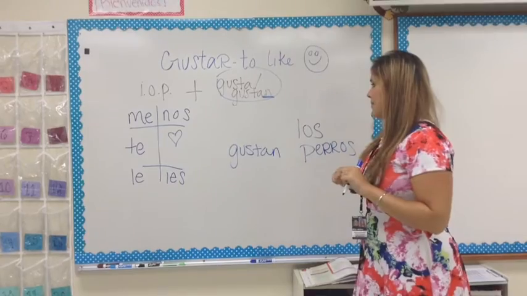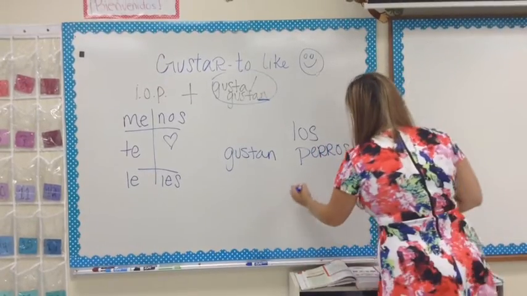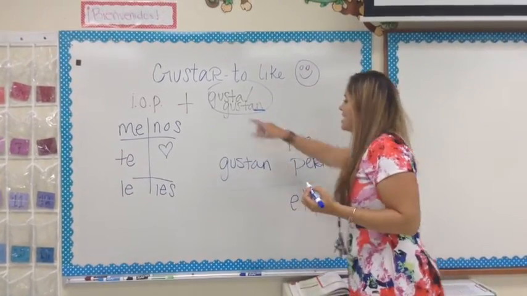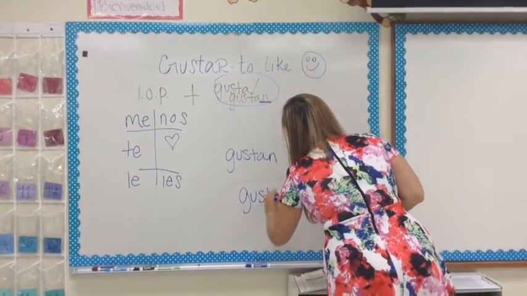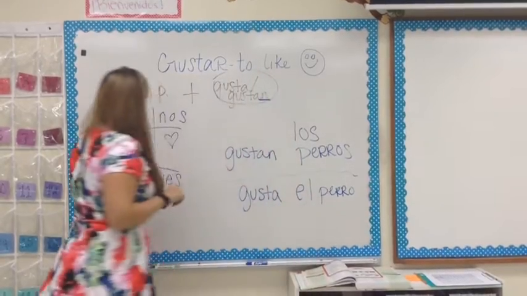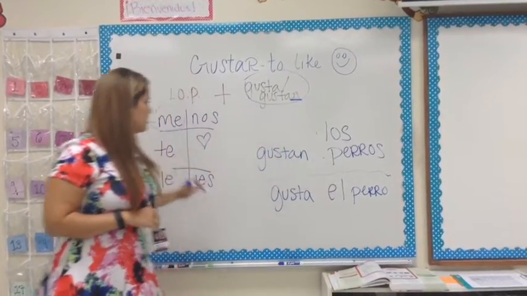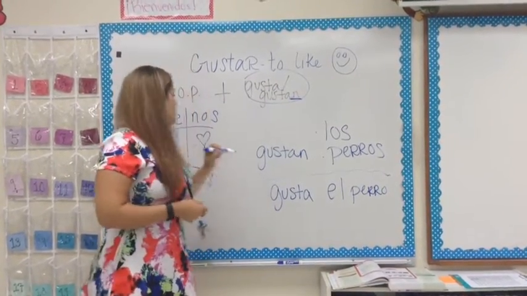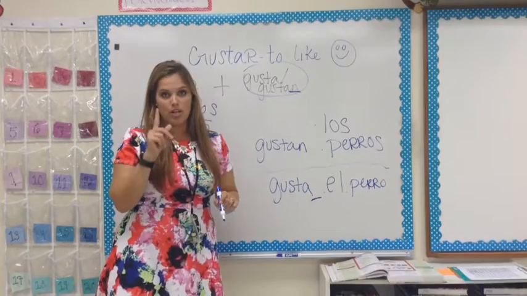for los perros. But if I just wanted to be talking about one dog, I like the dog, that would make it singular. That would be el perro. Okay? In that case, I would just use the singular version, gusta. So if I wanted to say, I like the dogs, I would start over here at my indirect object pronoun, and I would choose me gustan, because there's multiple, los perros. Me gustan los perros. If I wanted to say, you like the dog, I would use te gusta el perro. And I would just use gusta because there's only one dog.